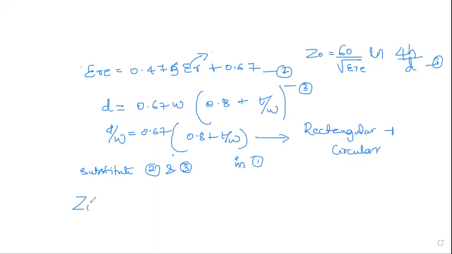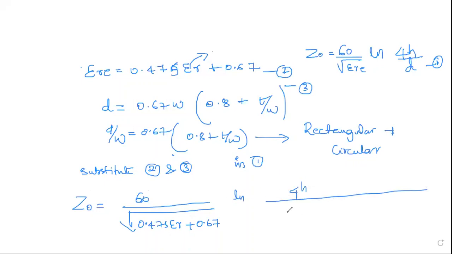So the equation will be Z0 is equal to 60 divided by, you have here, 0.475 epsilon r plus 0.67 ln 4h. Instead of d, it is 0.67 w, 0.8 plus t by w. Now you need to simplify this equation and get a formula for your characteristic impedance.